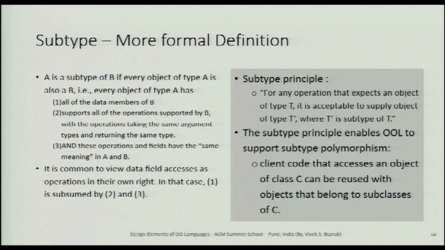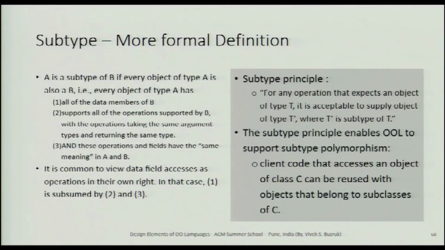A is a subtype of B if every object of type A is also B. That is what we are saying here. Every object of type A has all of the data members of B. So savings is a subtype of account if every object of savings is also an account, and every savings object has all of the data members of account.